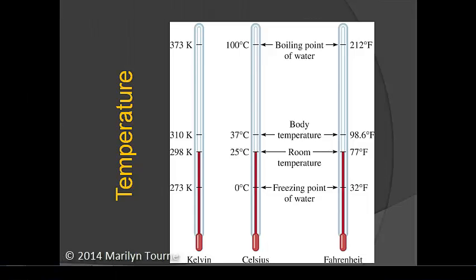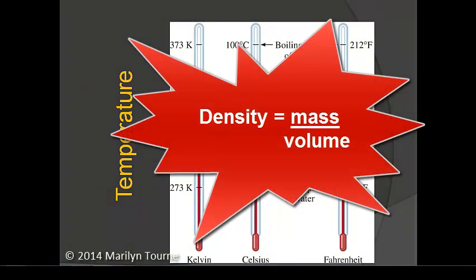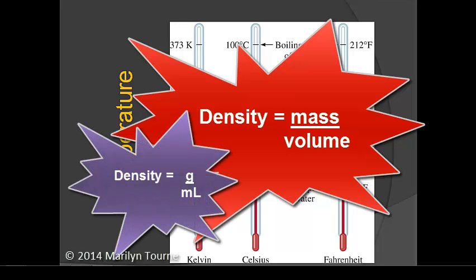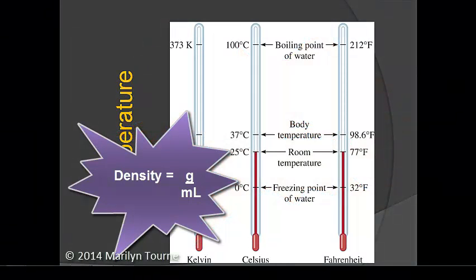The remainder of section 1.7 goes over volume and density, as well as temperature, but let me concentrate a little bit on density. You are going to be responsible for knowing what density is and what the units of density are. Density is defined as mass divided by volume. The units that we use for density are usually grams per milliliter.